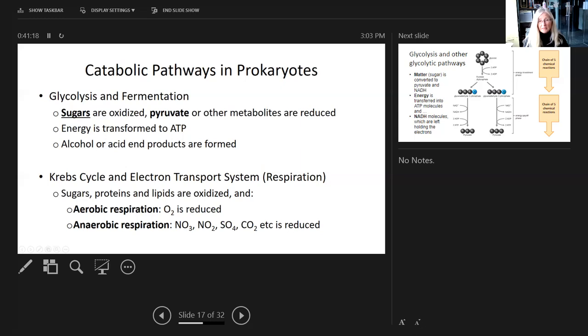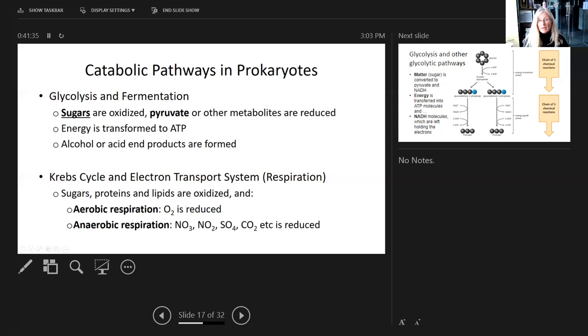And here's where I get to say the word anaerobic respiration. And realize that only bacteria and archaea are able to do this as a way to make a living. By living, I mean making ATP enough to survive on.